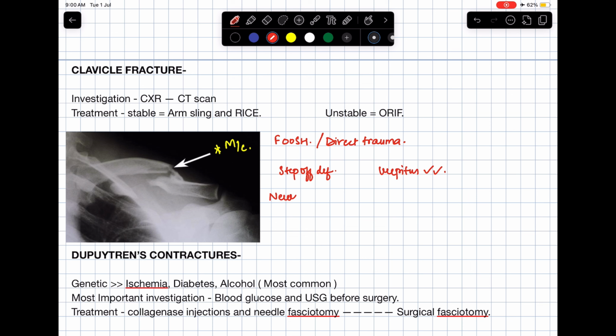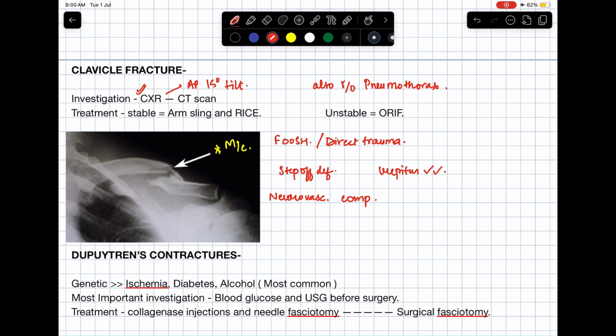Now you have to check for two things. One is neurovascular compromise and the other is skin tenting or open fracture. For the diagnosis, the initial thing you have to do is an X-ray of the clavicle in an AP view with a 15-degree cephalic tilt view, and you'll look for the displacement or the shortening, and then you have to rule out pneumothorax as it is a severe complication of clavicular fracture.